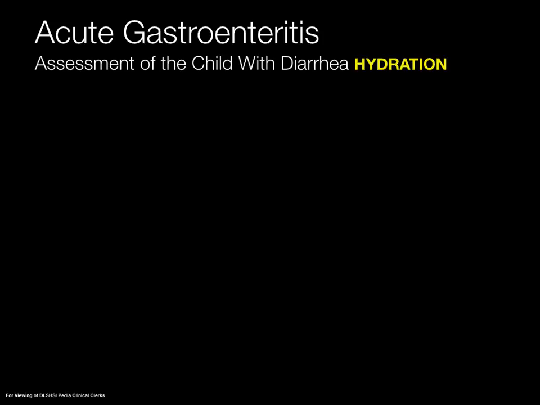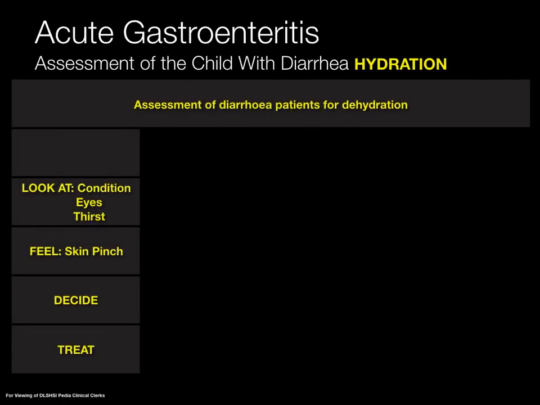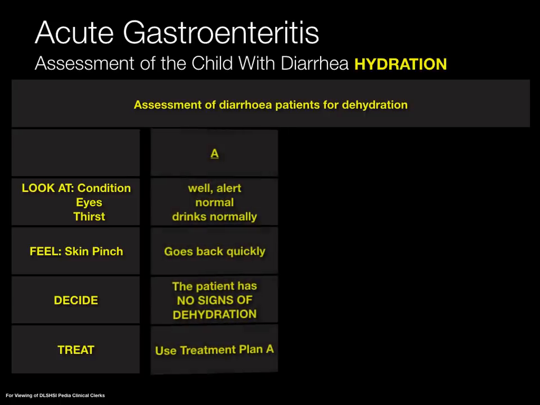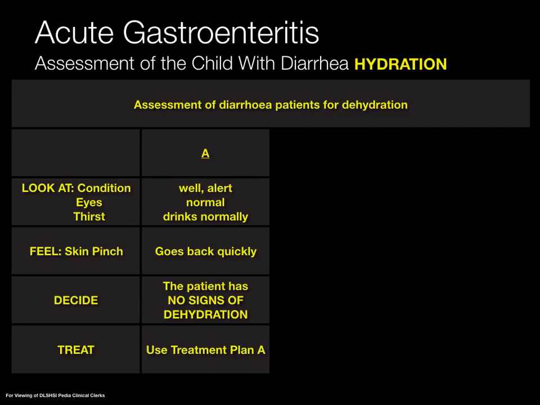According to the World Health Organization, in the assessment of a child with diarrhea, look for the condition of the child, the eyes, thirst, feel the skin pinch, then decide on what degree of dehydration and follow the treatment plans. For category A, the child is well and alert with normal eyes and drinks normally. The skin pinch goes back quickly. The patient has no signs of dehydration.